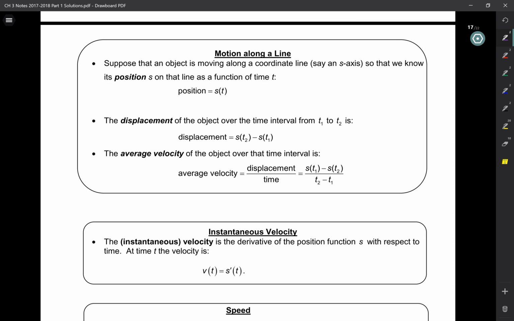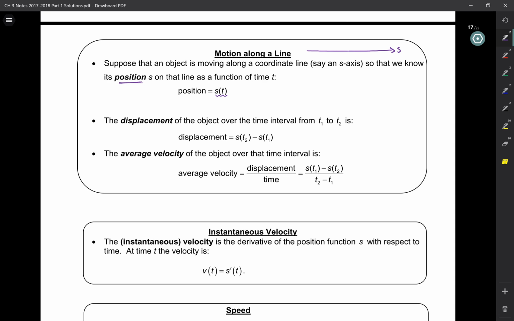Okay, so let's take a look here. Suppose that an object is moving along a coordinate line. So let's just suppose there is an axis. We call it an S-axis. We could call it whatever we want, X, Y. Who said it's always X, right? This is the S-axis, and an object is moving back and forth here. Now, suppose you know the position as a function of time t. So position is going to be S of t.